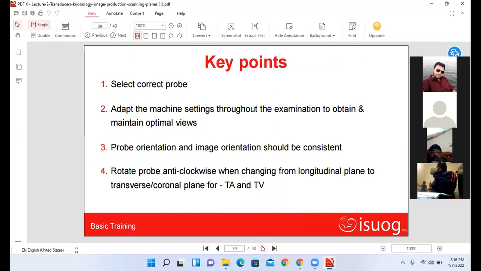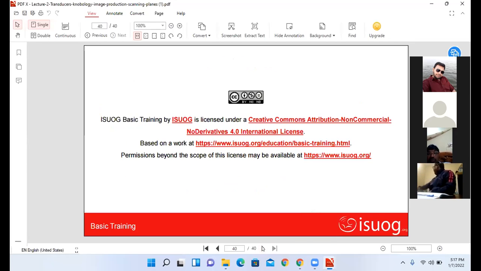So these are the key points. We always said to select the correct probe. It is very, very important. Adapt the machine settings throughout the examination to obtain and maintain optimal views. Probe orientation and image orientation should be consistent. Rotate the probe anti-clockwise when changing from the longitudinal plane to the transverse and coronal plane for TA and TV. So I think we have covered most of the part.